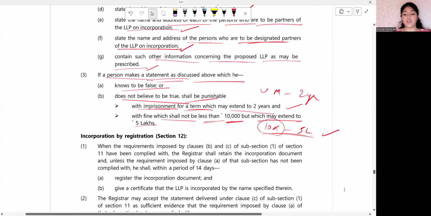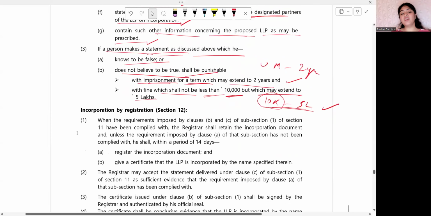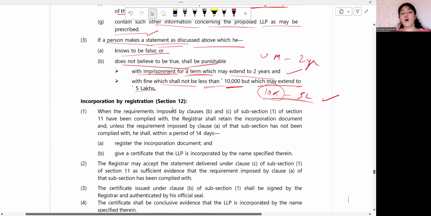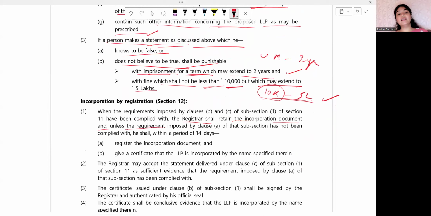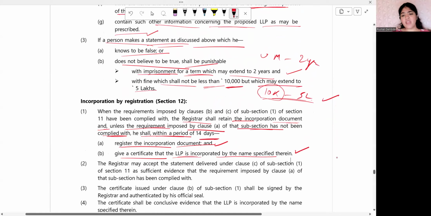Incorporation by registration. When the requirements imposed by clauses B and C of subsection 1 of section 11 are complied with, the registrar shall retain the incorporation document, and unless the requirement imposed by clause A of the subsection has not been complied with, he shall within a period of 14 days register the incorporation document and give a certificate that the LLP is incorporated by the same name specified therein. Now what they have said, we have to see the section number 11, clauses B and C of subsection 1.